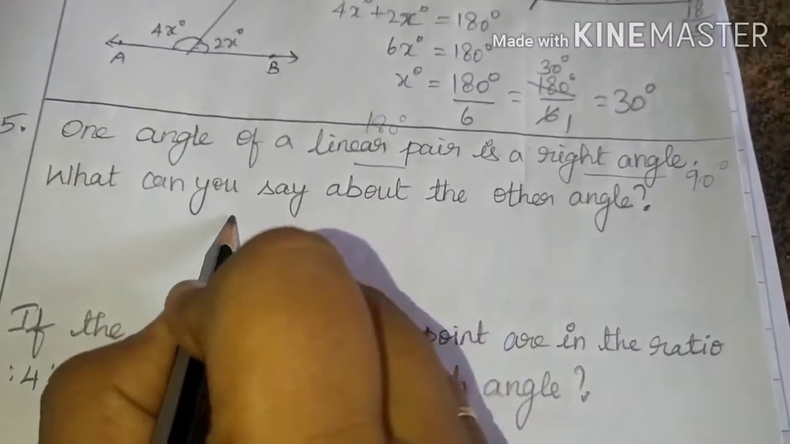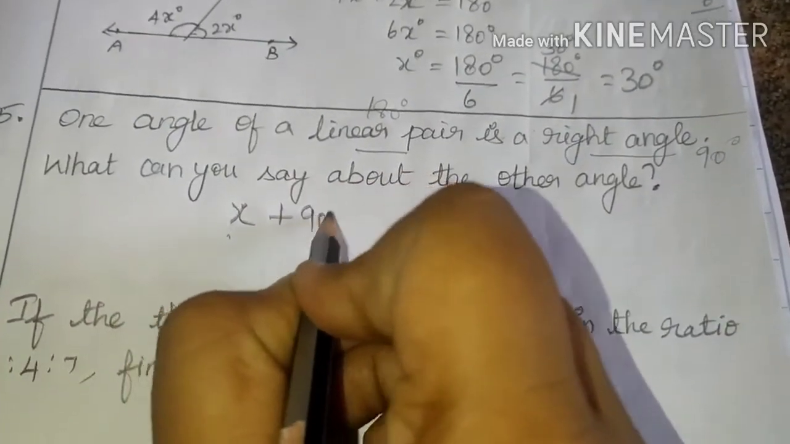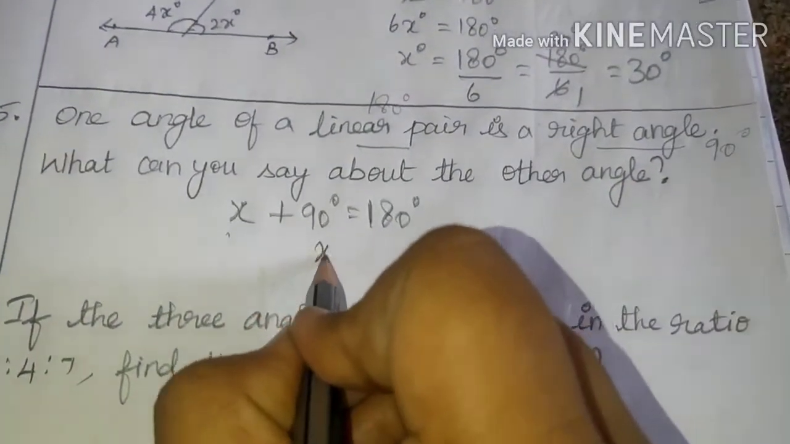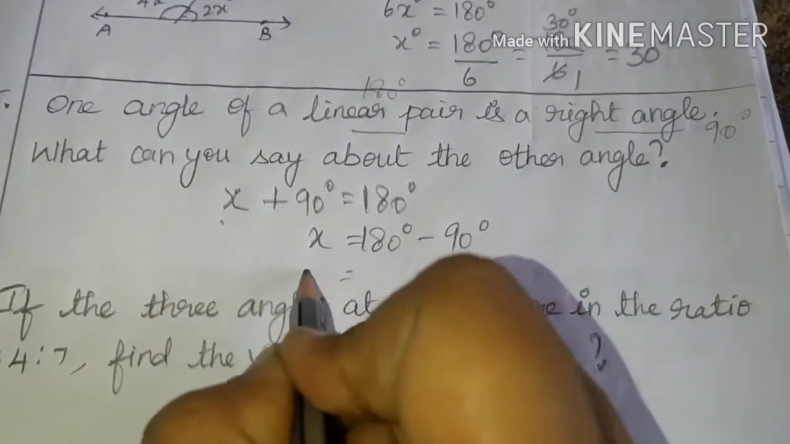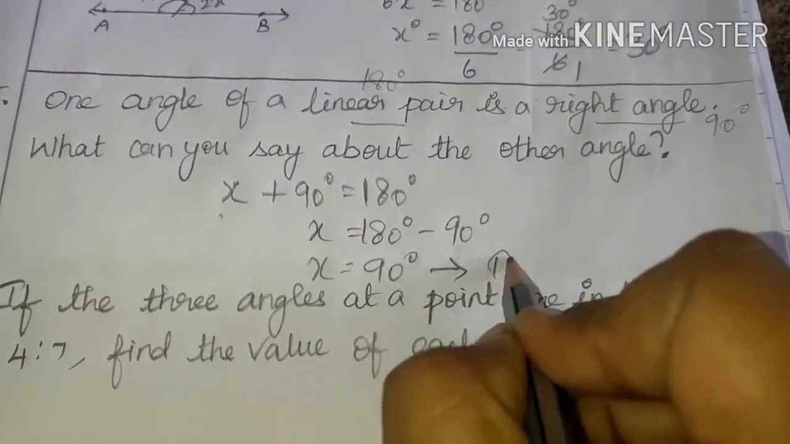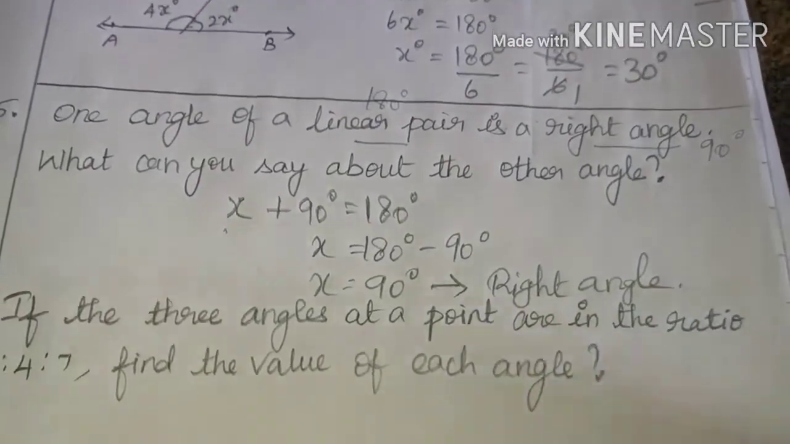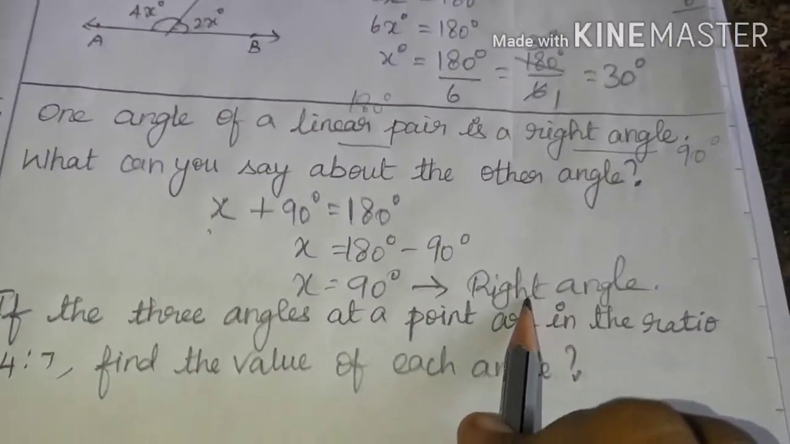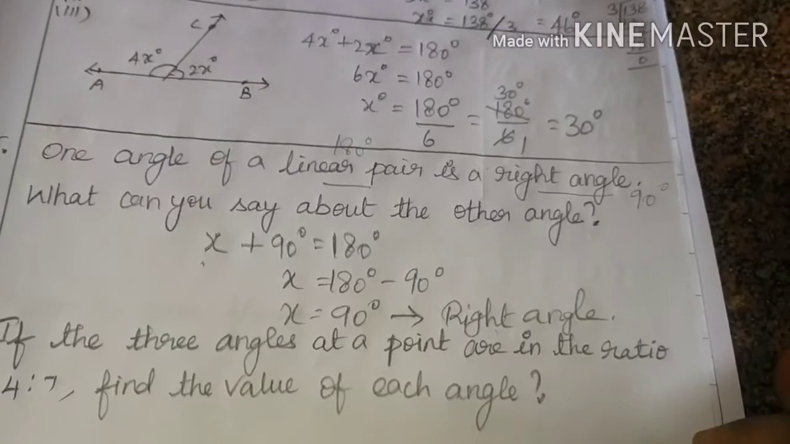Look at this, children. The other angle I take as x. x plus one angle 90 degree equal to, linear pair they said, so 180 degree. So x equal to 180 degree minus 90 degree. Automatically the other angle also you will get 90 degree. That is also a right angle. One right angle irundhuchana, the linear pair ah kuduthirundanga, others also should be right angle. Okay, have you clear, children?